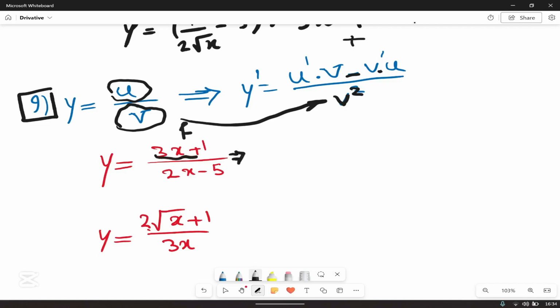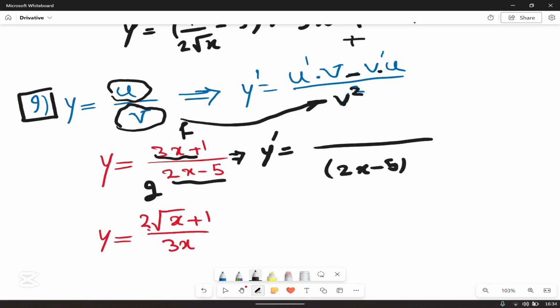What about these, guys? That is our f, that is our g. Yes, y prime is, at the first, let's calculate the denominator, which is 2x minus 5 power 2, simple. Yes. What about the top? The derivative of this is linear, it is 3 times the denominator 2x minus 5, minus the denominator's derivative, which is 2, times the top 3x plus 1.